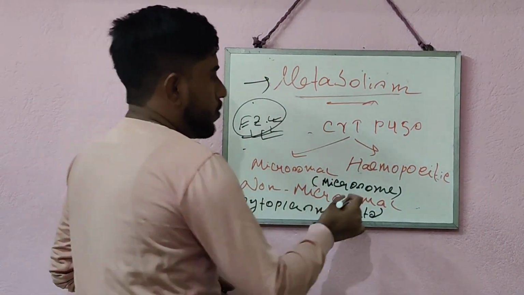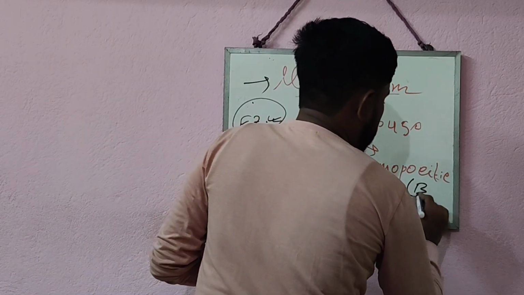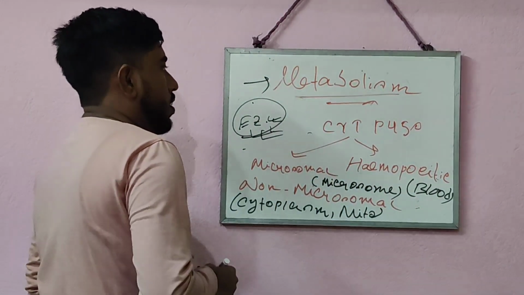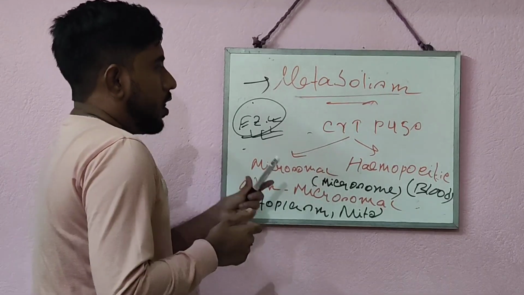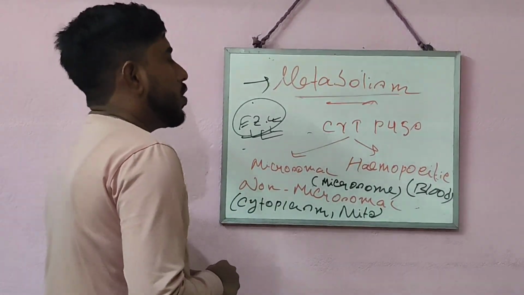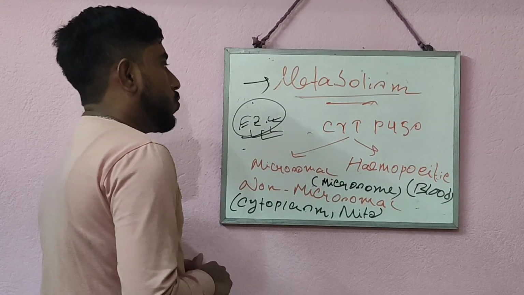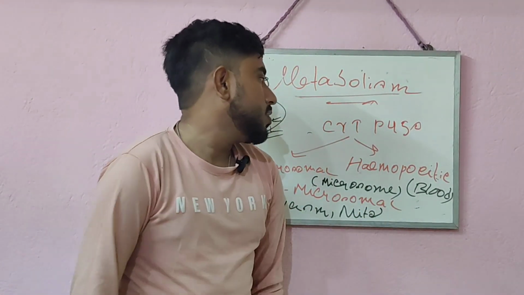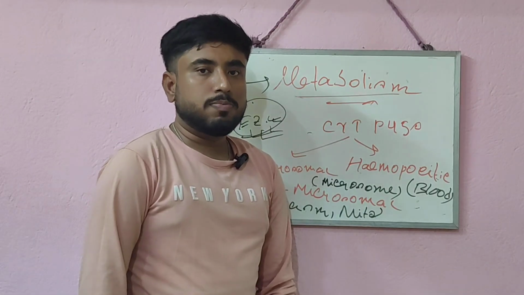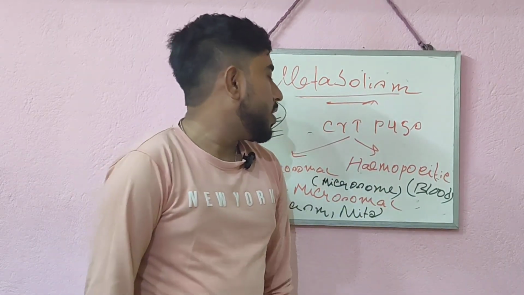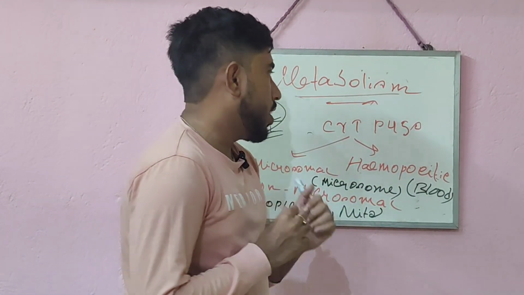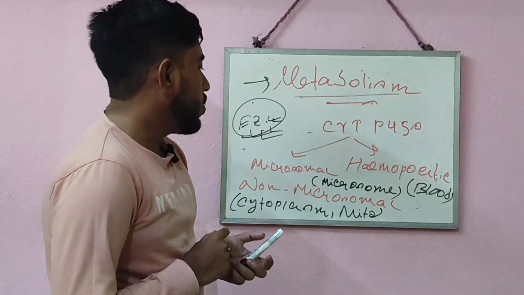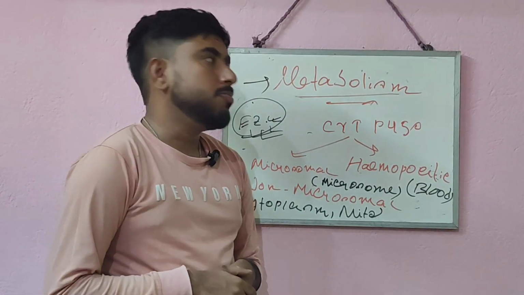And hemopoietic, hemo we already know means blood. In blood they are present. That type of cytochrome P450 is called hemopoietic cytochrome P450. All those enzymes are the important enzymes which help in the metabolism process. So by that I have completed the small introduction about metabolism. Most of the metabolism part is covered, how it is working, what is metabolism, what are the types of metabolism, where it takes place, and what enzymes help in metabolism.